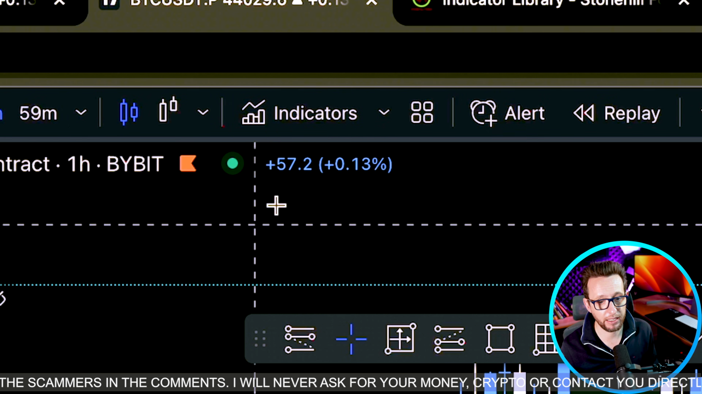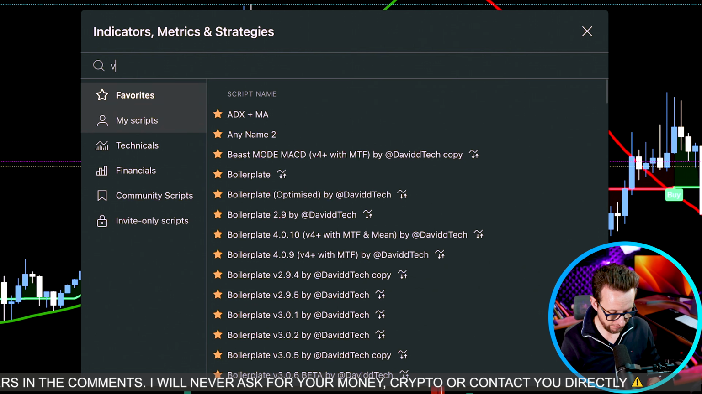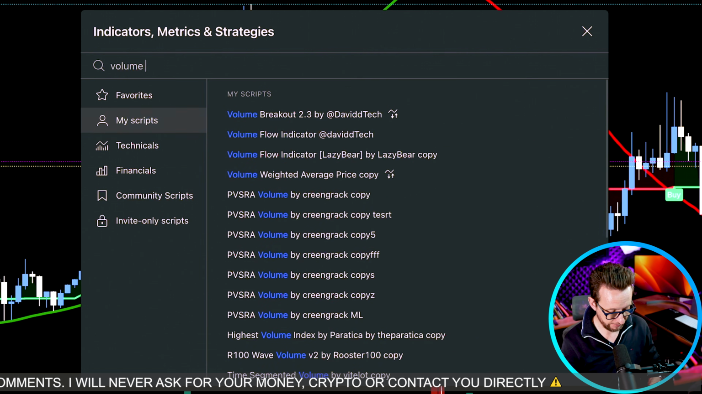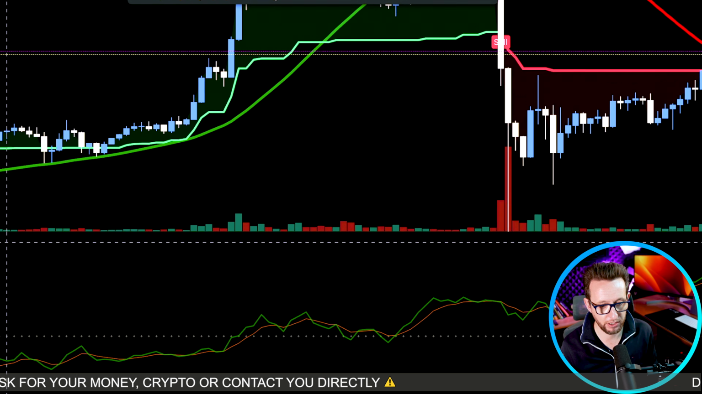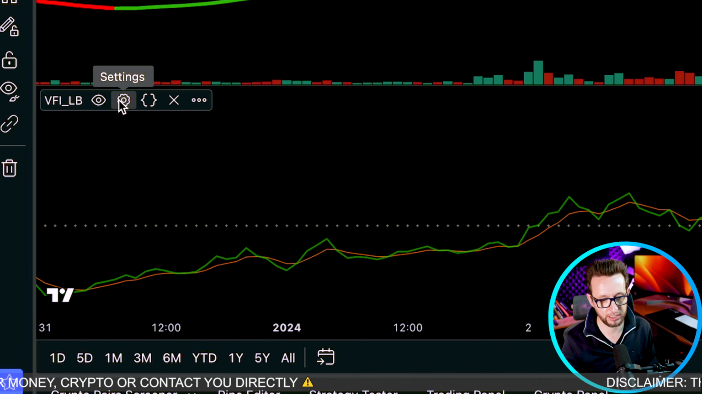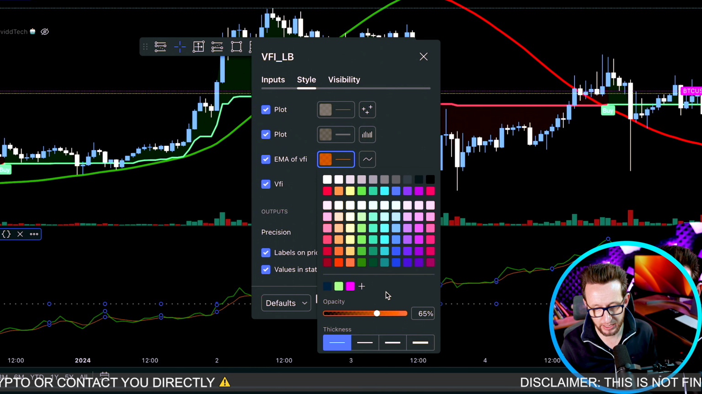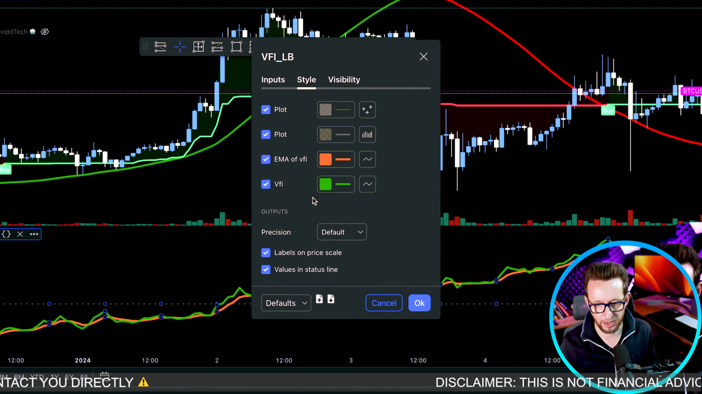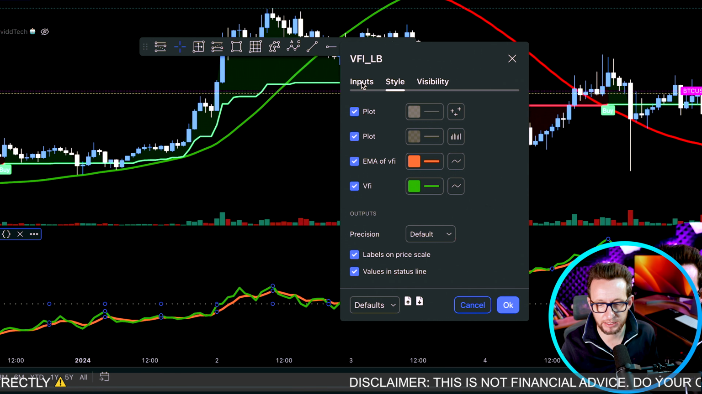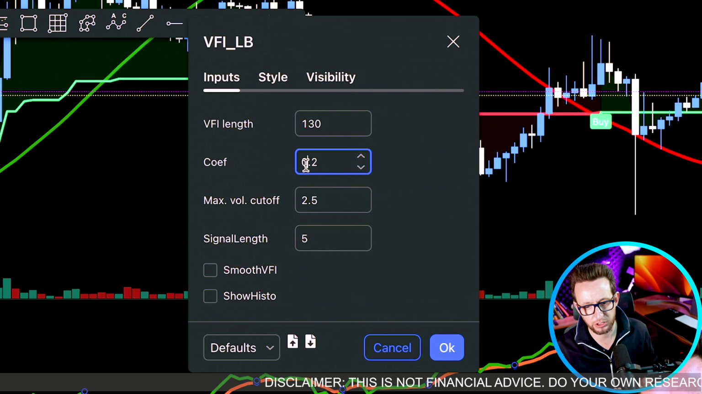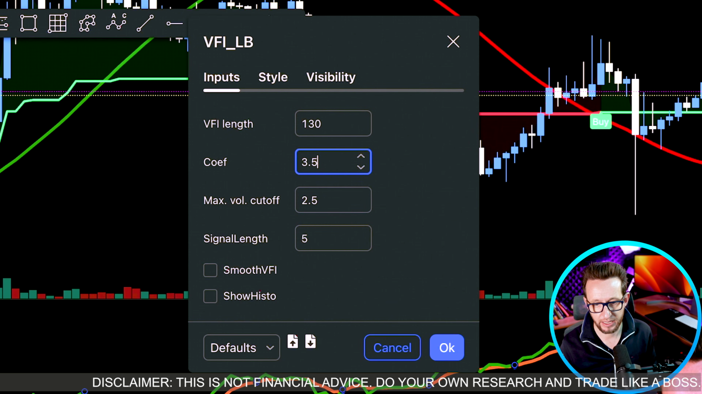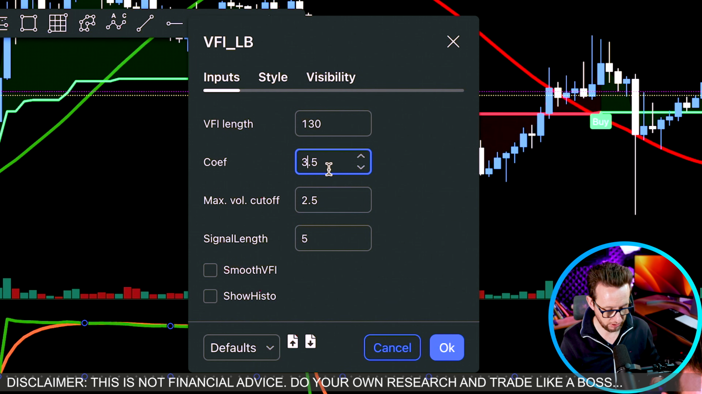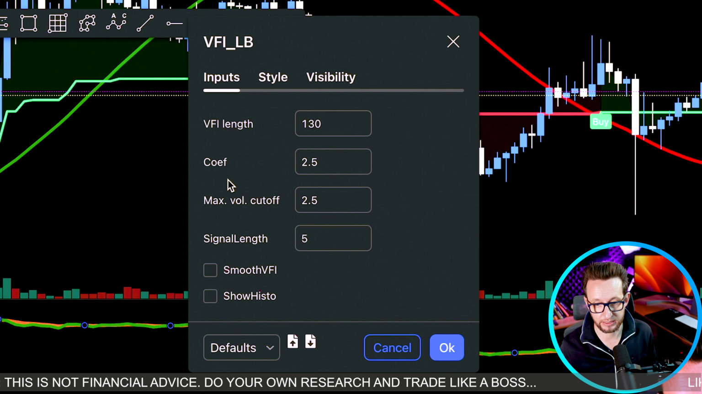Okay, now we're going to add a couple more indicators. We're going to add the Volume Flow by LazyBear, one of my favorite indicators. It is very, very good at filtering out bad entries. Let me just go and change the colors very quickly. Boom. Okay, that's a little bit thicker so we can see it on YouTube. And then the other thing that I'm going to do is change our coefficient to 2.5. That seems to be the best result that I get with TradingView backtesting.